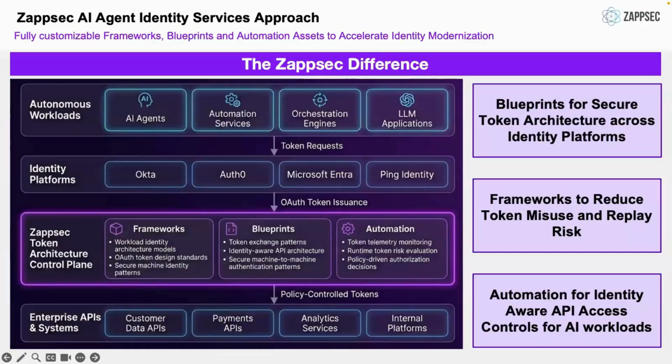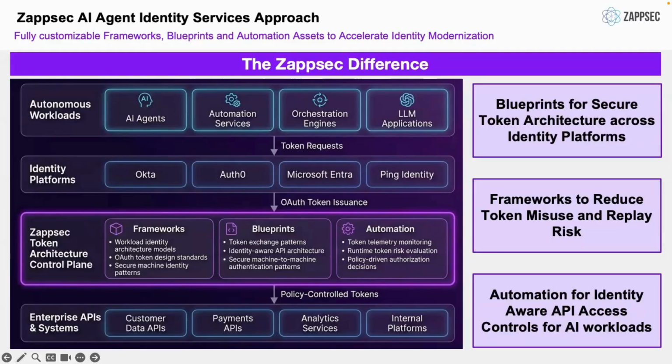Yeah, so the challenge is not the token exchange pattern itself. The challenge is actually operating it at enterprise scale. We see most organizations are running multiple identity providers, they have multiple API gateways, and they have different workload environments. And without secure and automated coordination between each of those points, each team implements token handling differently, which creates gaps in policy enforcement and traceability. So Zappsec addresses that by introducing a shared identity services layer for autonomous workloads.